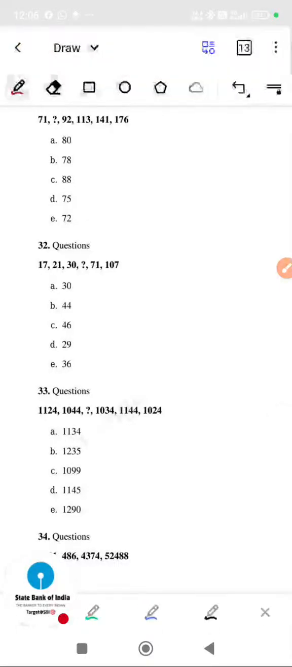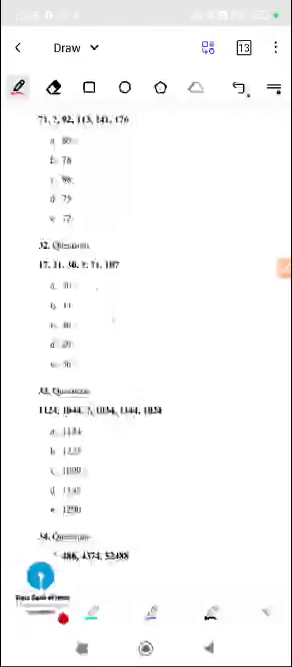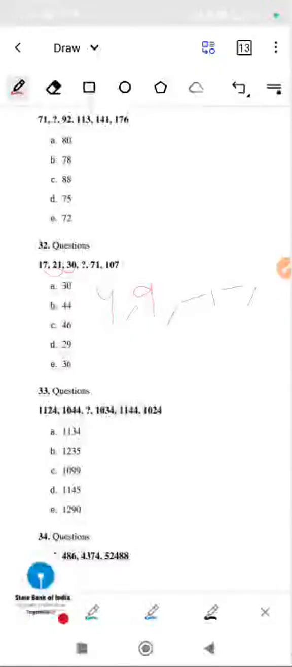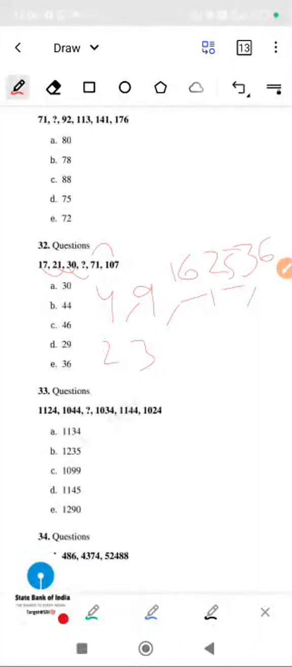So let's start with the second question, which is the difference between these two is 4, and the next difference is 9, and the difference between these two is 36. So these are square numbers, 2 square, 3 square. The next one must be 4 square, which is 16, and the next one must be 5 square, which is 25. So 30 plus 16, which will be 46. So answer will be 46. Option C is the answer.